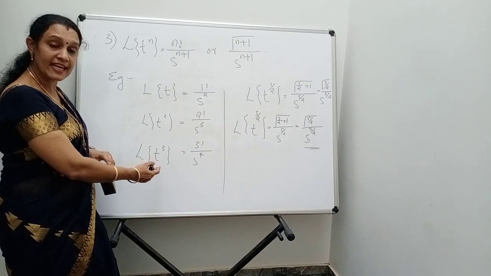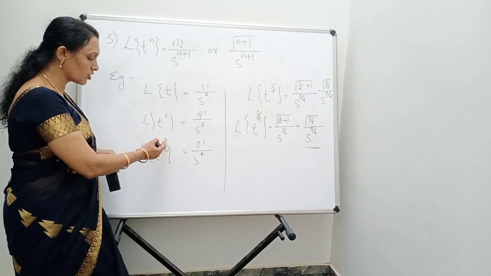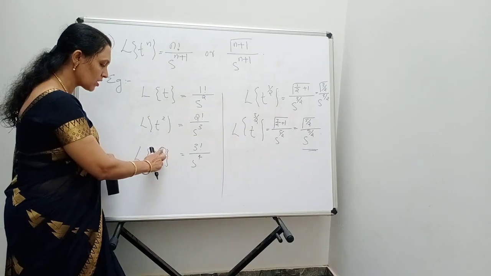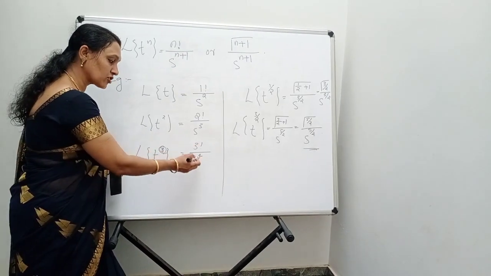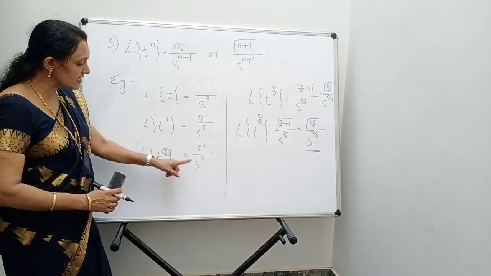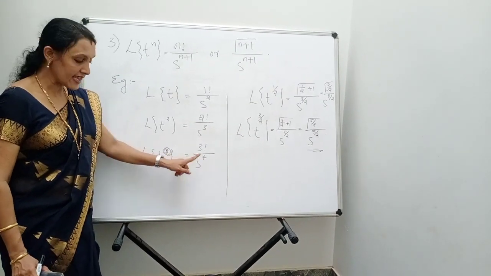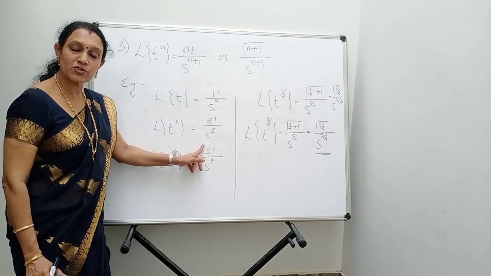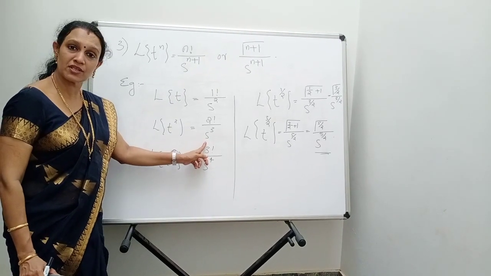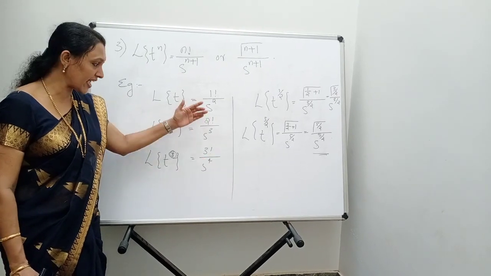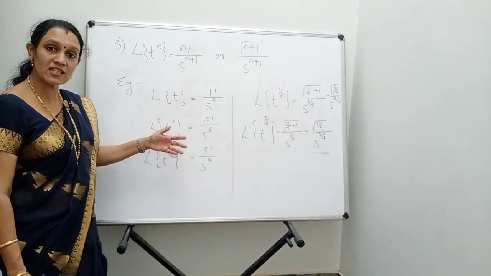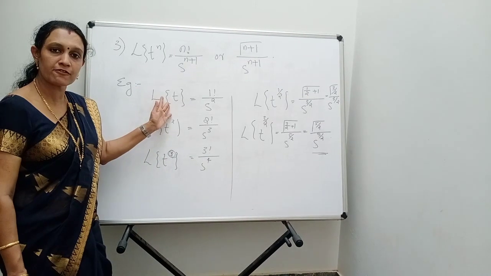Now L of t cube. Here n is equal to 3. L of t cube is 3 factorial divided by s raised to 4. 3 factorial means 1 into 2 into 3, that means 6 divided by s raised to 4. So like that we can find the Laplace transform of algebraic functions.